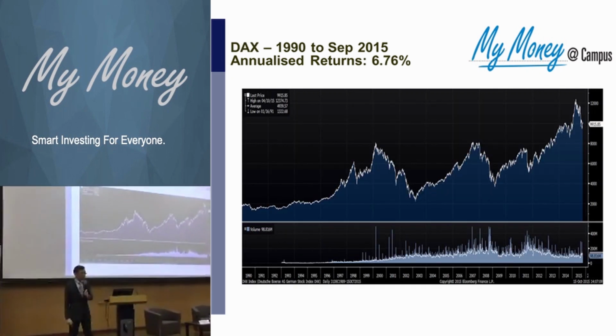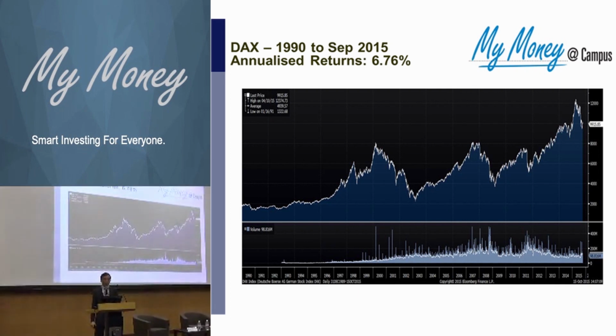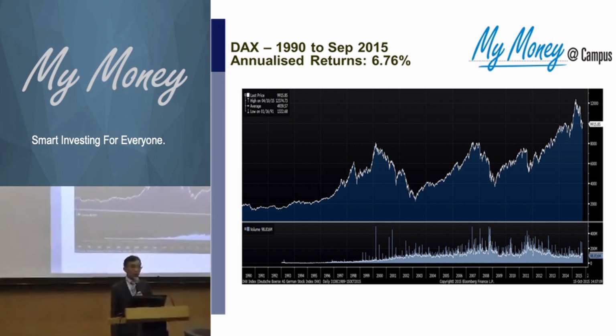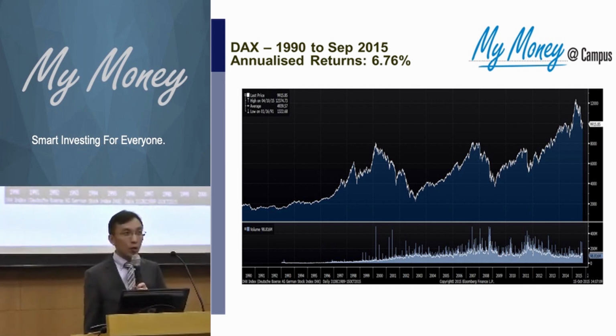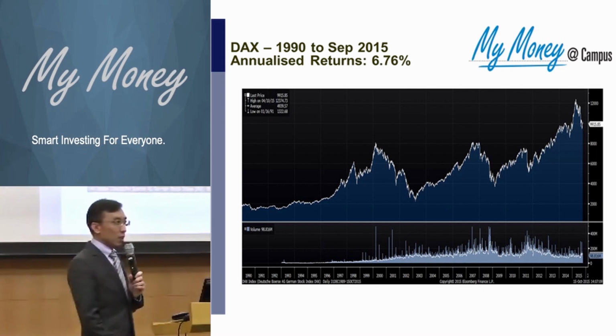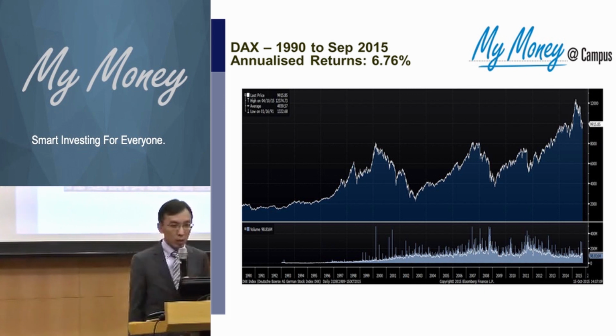This is the DAX, the German stock market. It's a good representation of the European market. Same 25 years, annualized return average 6.76%. Just take a look at the trend of the graph. You don't have to go into the details. It goes up, it goes down, plenty of volatility, generally upwards.